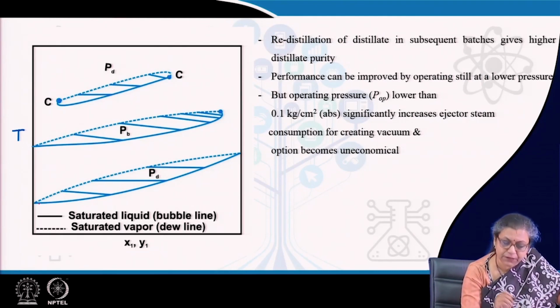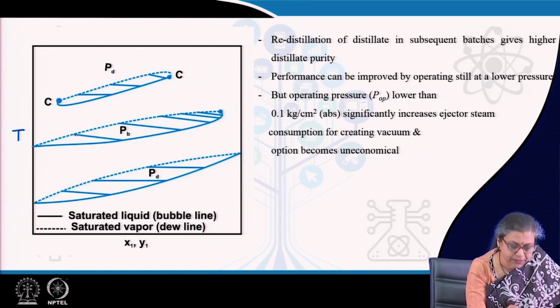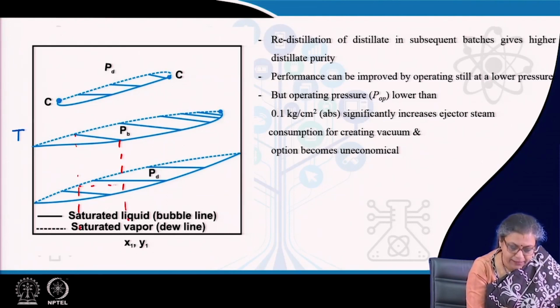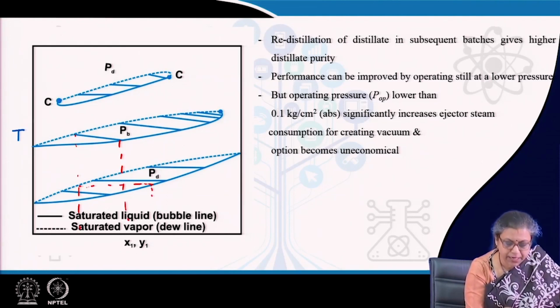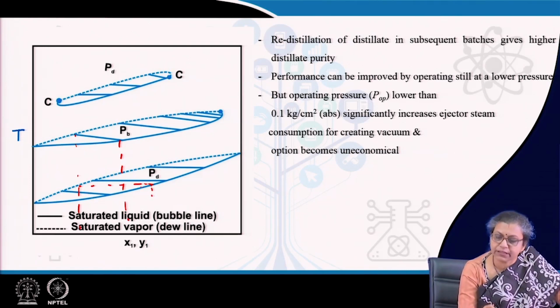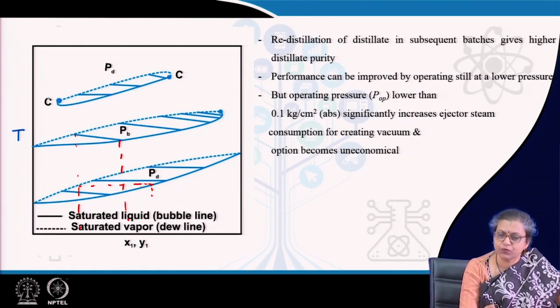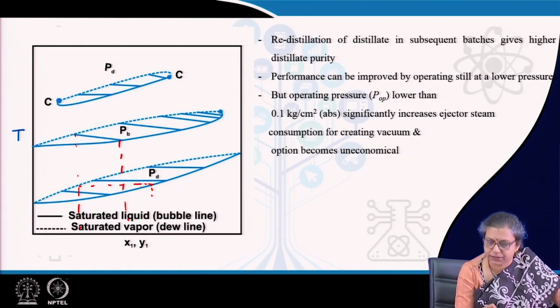When we decrease the pressure, firstly the difference between the bubble point and the dew point increases for any particular composition. In other words, in the TXY curve there is a greater gap between them, which shows that it is quite evident that in this particular case the separation that we get is much more at a lower pressure. So, definitely we can operate at a lower pressure and improve the performance of the batch distillation.